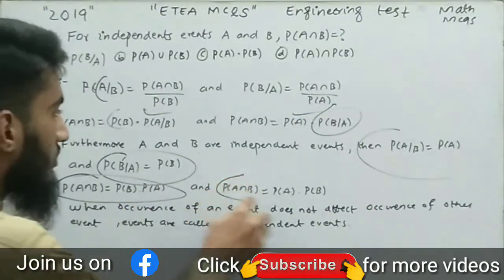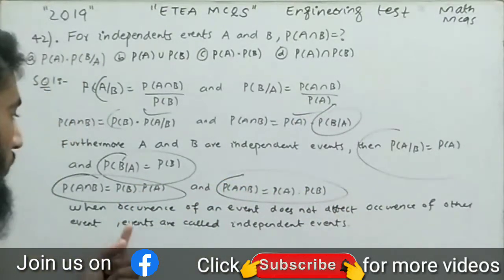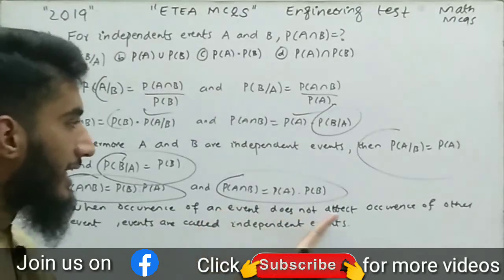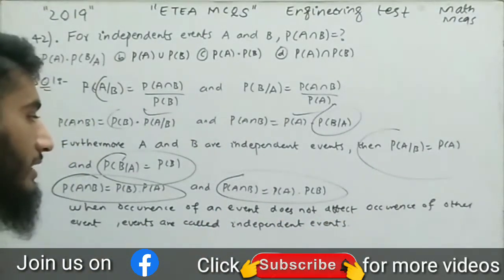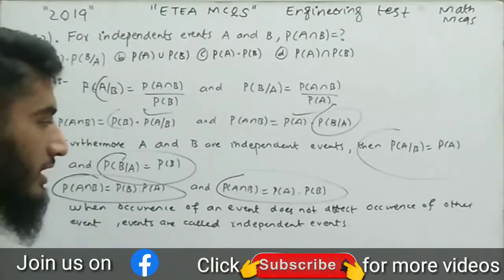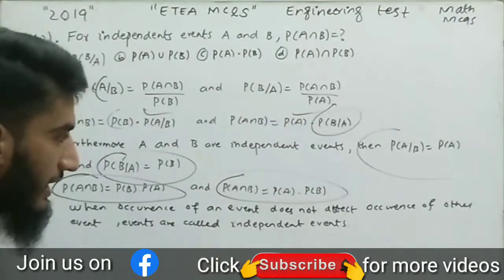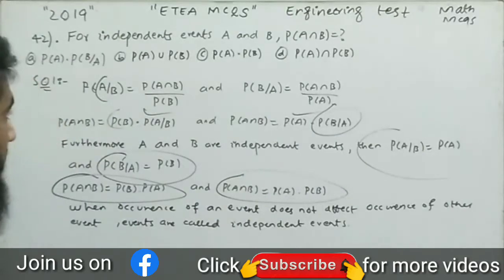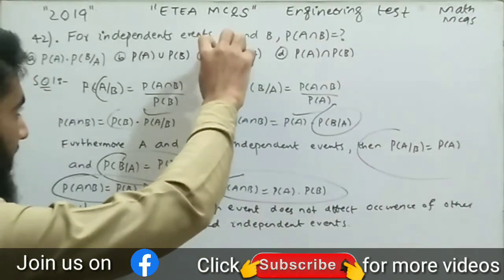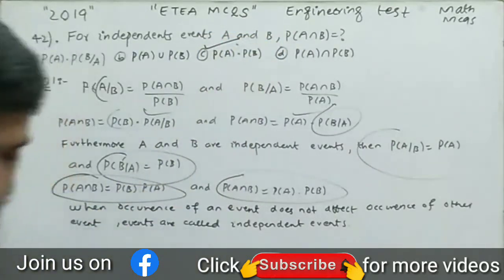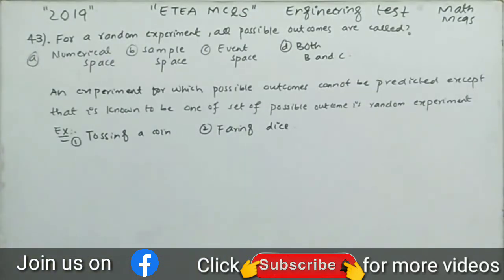So according to these 2 formulas, we learn that when the occurrence of an event does not affect the occurrence of another event, these types of events will be called independent events, otherwise they will be called dependent events. So it means the correct option for this MCQ number 42 is option C, the probability of A multiplied by the probability of B. Now move to the next MCQ, MCQ number 43.